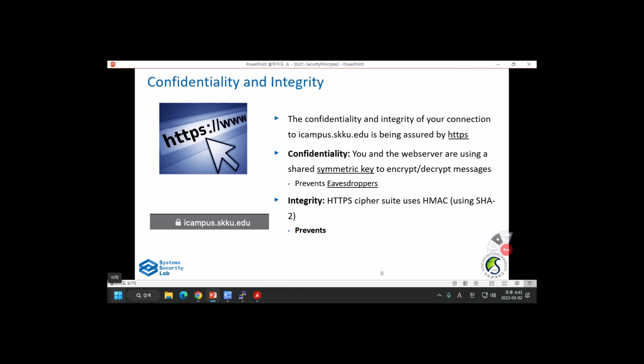So therefore, the message is only known to you and the iCampus server. So this prevents eavesdroppers. So you probably use Wireshark in your network course, right? If I run Wireshark in this room and capture your packets, I can capture them, but I cannot read the contents of the packet because the key is only known to you and iCampus.